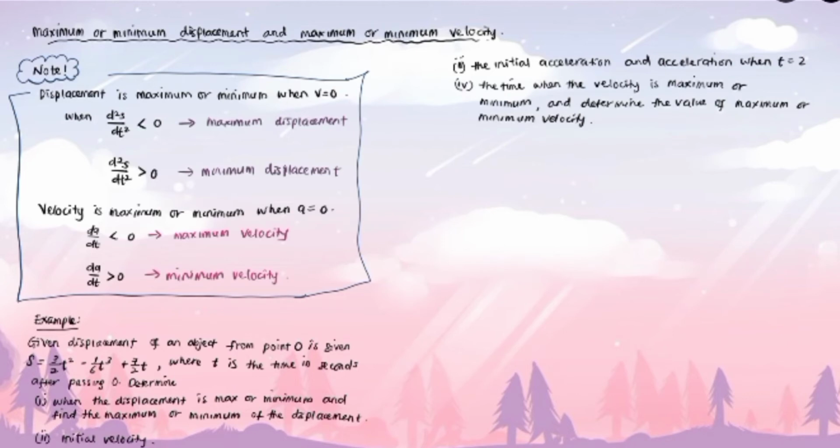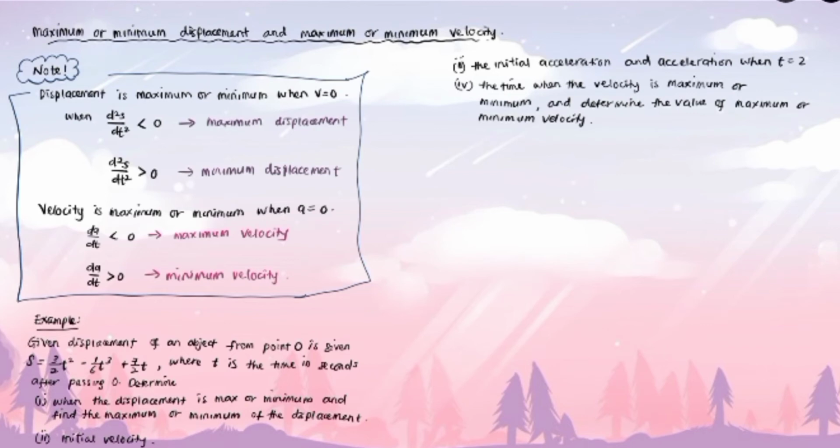For velocity, it is maximum or minimum when the value of a is equal to 0. So how to determine whether the velocity is maximum or minimum? We use dA over dt. When the value is less than 0, it is maximum velocity, but for dA over dt, if the value is more than 0, it is minimum velocity.